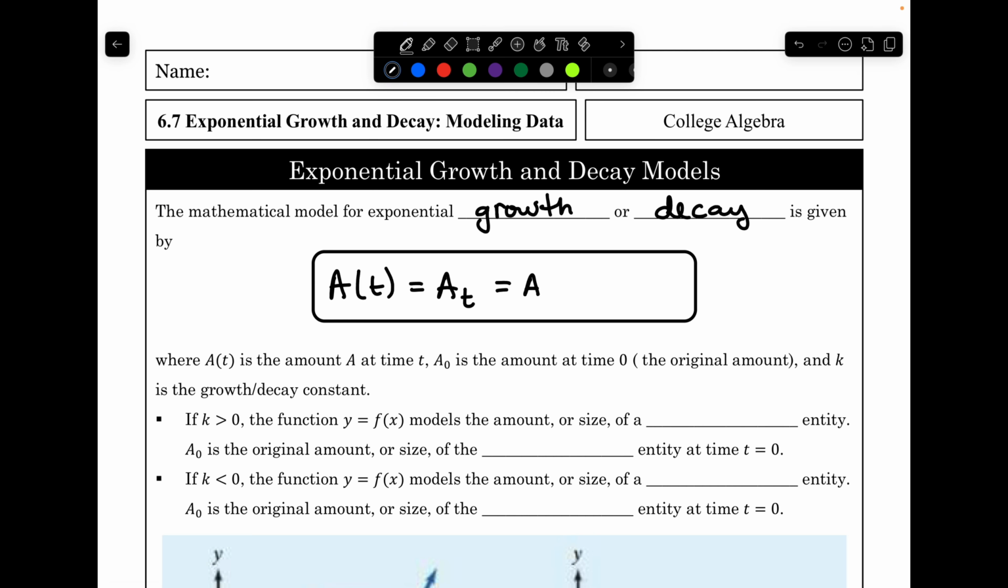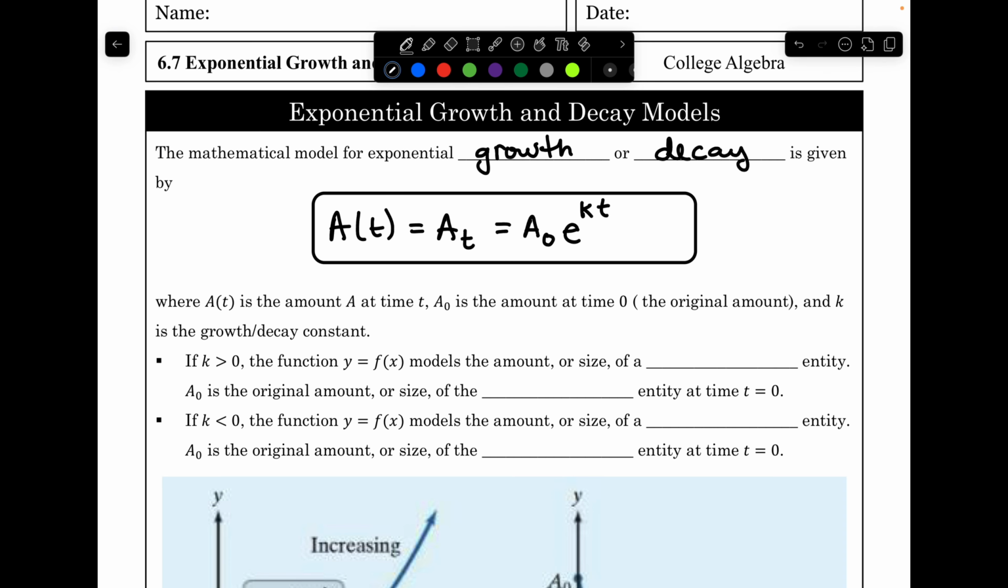Instead of P, we use the variable A sub 0, e, and instead of having the letter r for the rate, we use the letter k as the growth rate, and of course the input value of t. So this here is the formula we use whether the situation is an exponential growth or exponential decay. Now, what's the difference between the two? Well, the difference has to do with the value of k, our constant growth or decay constant.